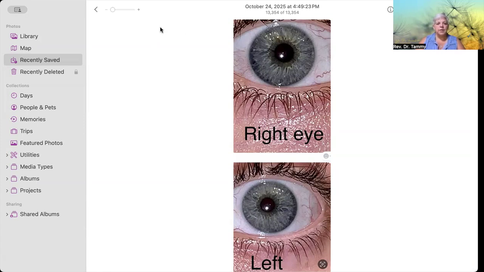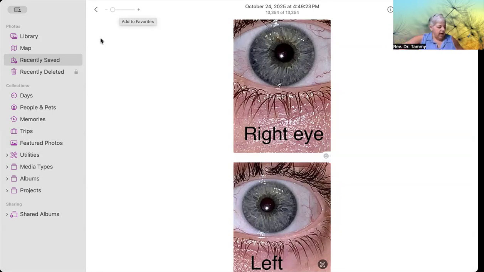I wanted to do a quick video on how I do my little mini iris analysis. Hopefully you can see the eyes that are here on my screen. They are beautiful blue eyes that were sent to me. So I'm going to go through and just show you what I see.